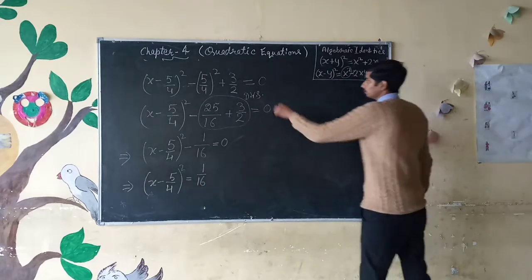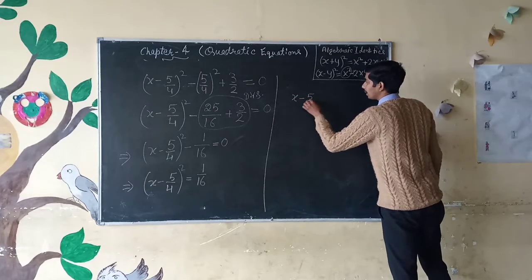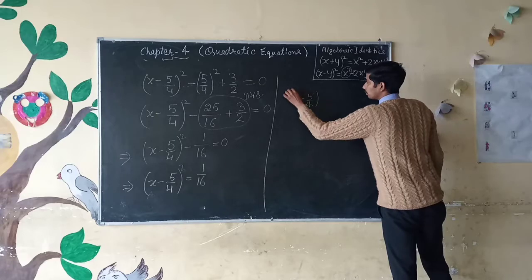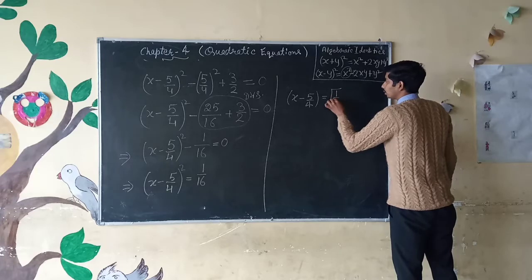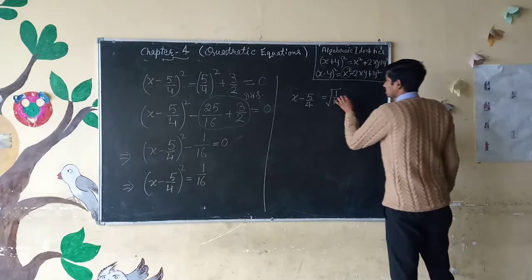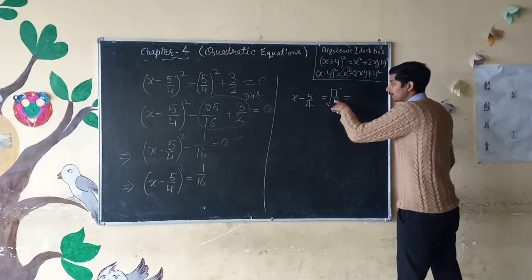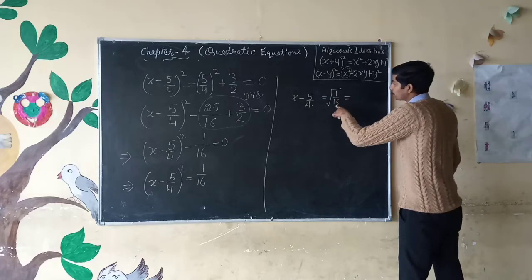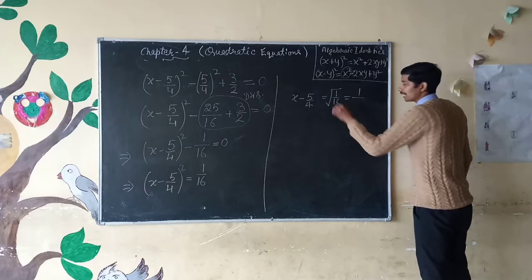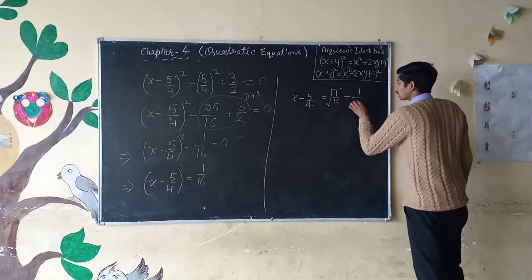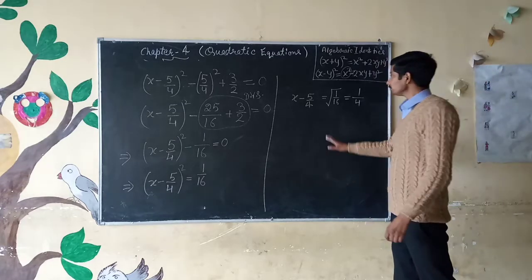Now x minus 5 upon 4 equals to square root of 1 upon 16. It is equal to square root of 1 upon 16, means square root of 1 upon square root of 16. That is, square root of 1 is 1 and square root of 16 is 4, 4 fours are 16. So it is equal to 1 upon 4. Am I right?